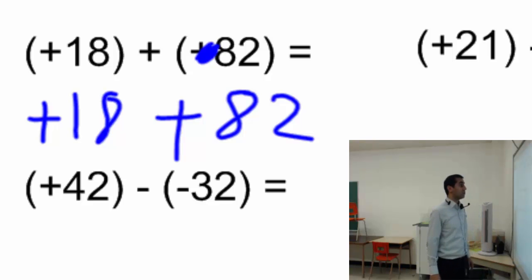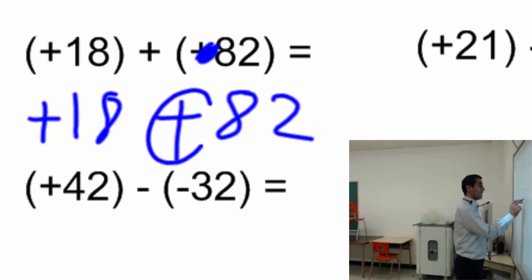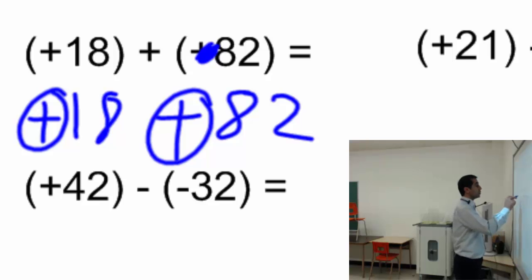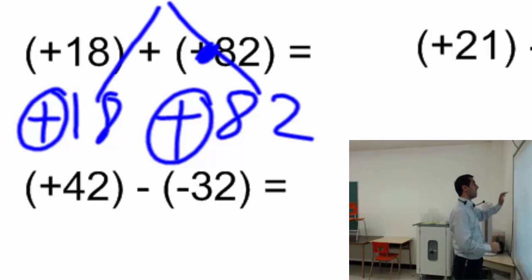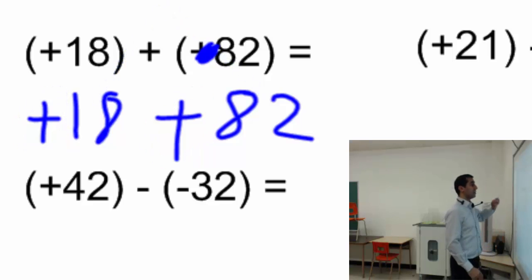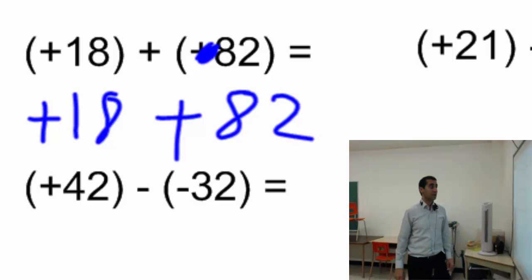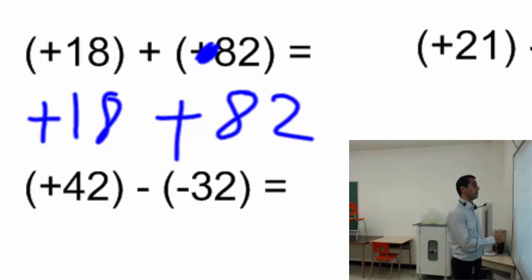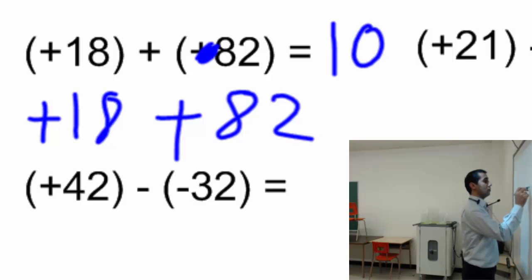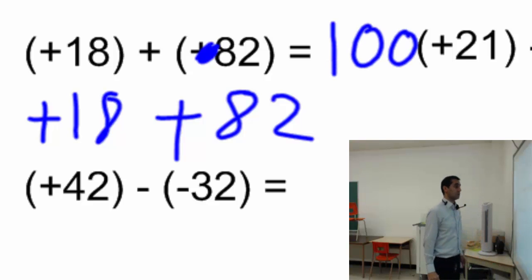So what I'm gonna do with the two numbers, they have the same sign, so simply I'm gonna go up and add them together. So what is 18 plus 82? We did this before. 100. 100 is the right answer for the first question.